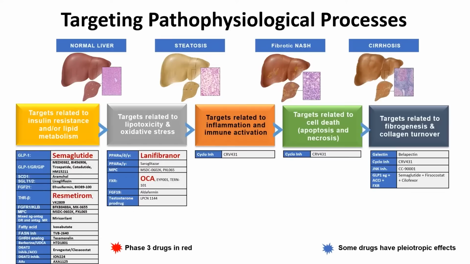I don't have time to go through all the mechanisms of action, but we have 4 drugs in phase 3, including semaglutide, resmetirom, lanifibranor, and obeticholic acid. And in the next few slides, I'm going to go over these very briefly. Next.